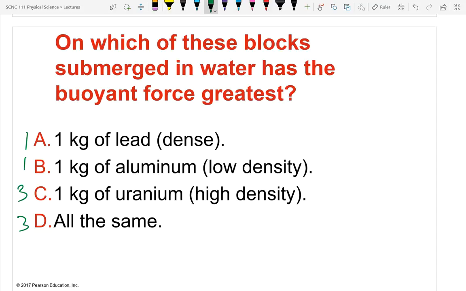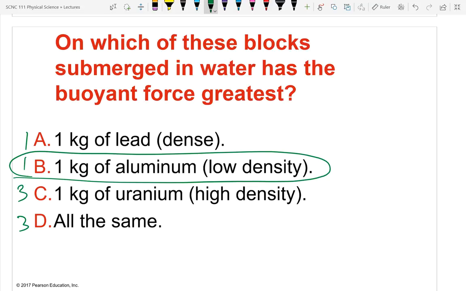The correct answer was aluminum. And you're probably saying, why? Three people said that they would all have the same. I can see the reasoning somebody would come with that because they have the same mass. You think, well, it should have the same buoyant force. But the buoyant force is not based on mass. What was it based on?